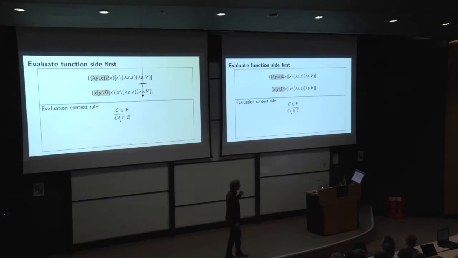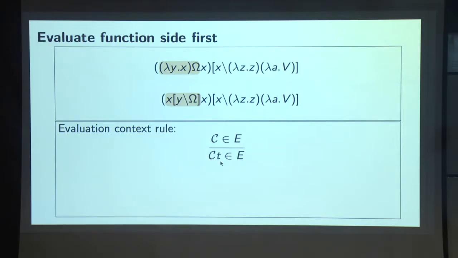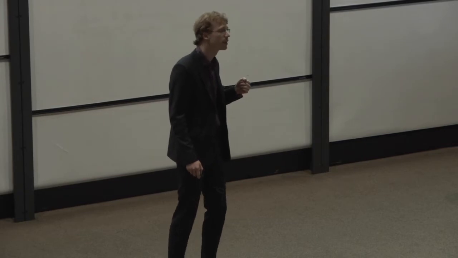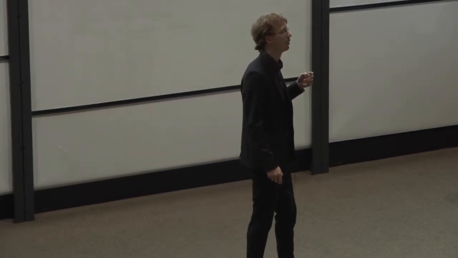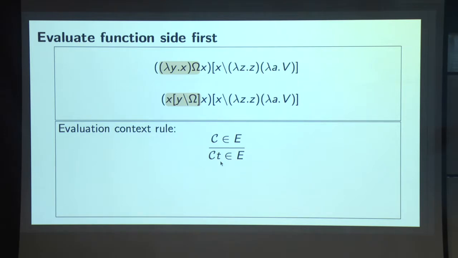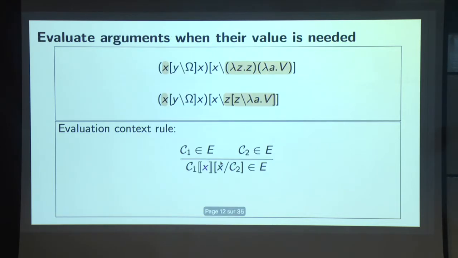So now we come with a term in which we have an application of a left part on a right part. We still do not want to evaluate the right part because that might be an argument which is or not needed. So we start by evaluating the left part, and this can be formalized by a notion of evaluation context that dives on the left of applications. So here on the left, we have this lambda y x applied to omega, which is the same kind of redex we had just before. We apply the same rule.